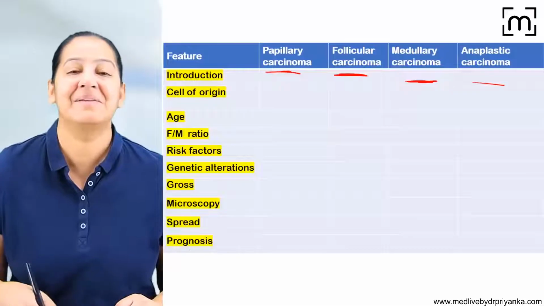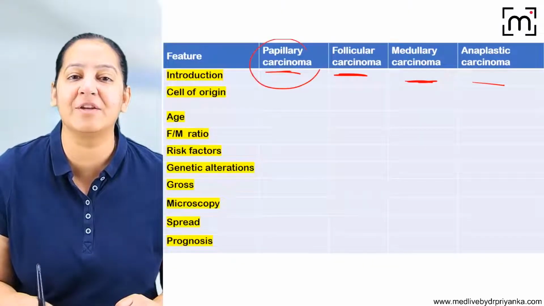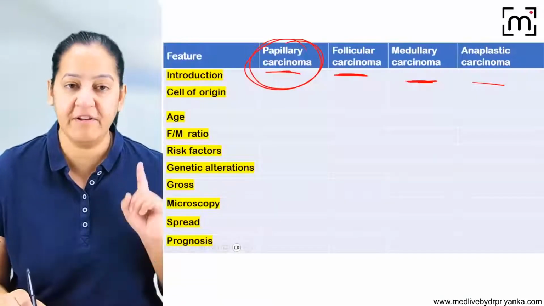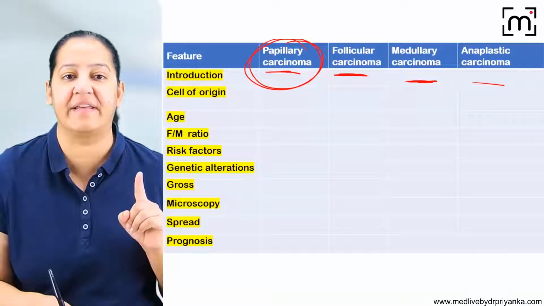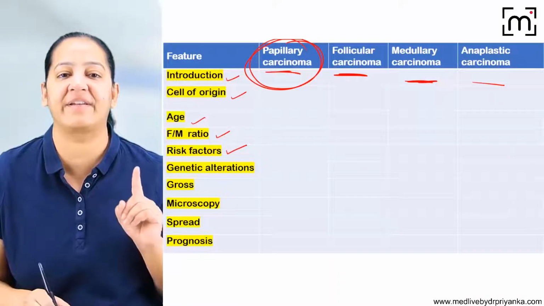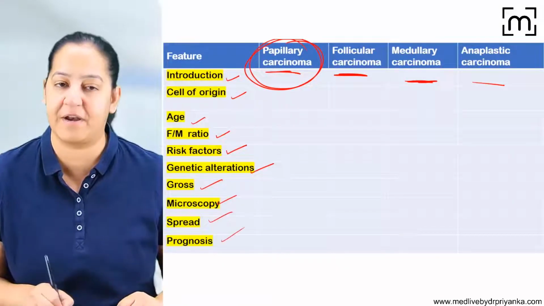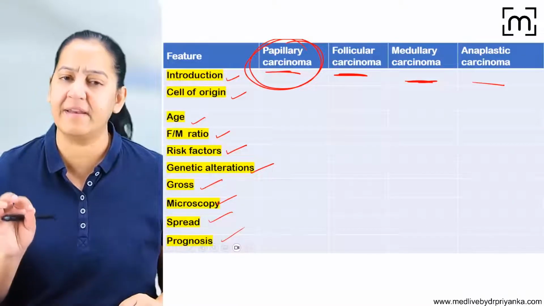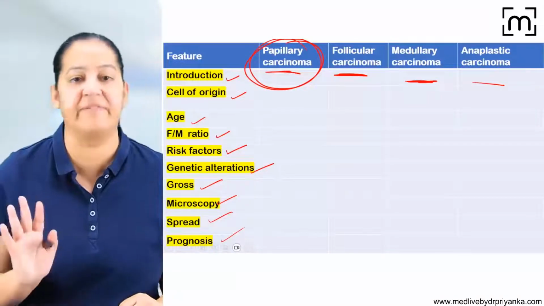So can we start? Let's start with papillary carcinoma of thyroid. We will be discussing them under a fixed set of headings, that is introduction, cell of origin, age, female-male ratio, risk factors, genetic alteration, gross, microscopy, spread and prognosis. Now we will see a little bit about the anatomy of the thyroid and then we will start it.